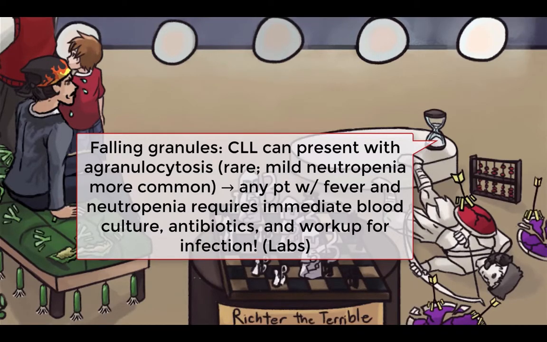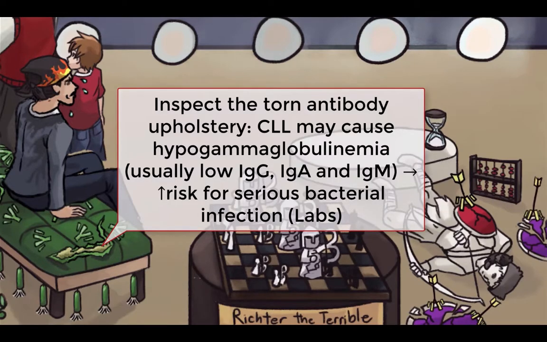And in rare cases, patients with CLL develop agranulocytosis, represented, as usual, by the falling granules of a sand timer. Remember that any patient with fever and neutropenia requires immediate blood culture, antibiotics, and a workup for infection. Speaking of infection, recall that about 1 in 4 patients will have hypogammaglobulinemia at presentation. Usually IgG, IgA, and IgM are decreased, putting patients at risk for serious bacterial infections.